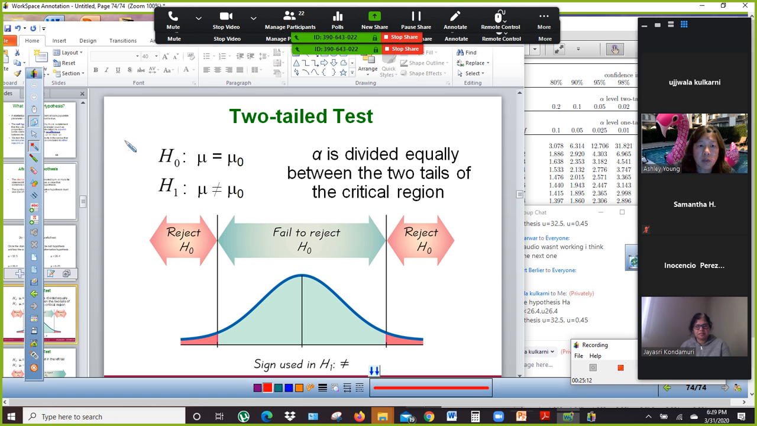Oh yeah, I'll go and do this one. These are actually pretty straightforward. So, two-tailed test, your alternative, remember your null is always going to be equals, always.